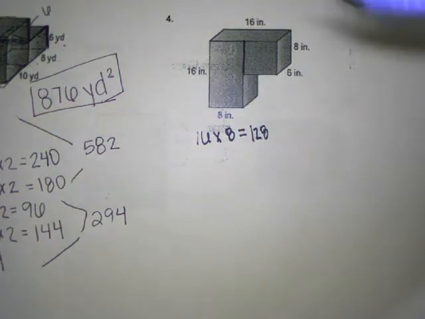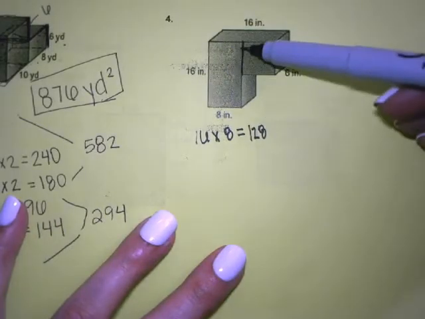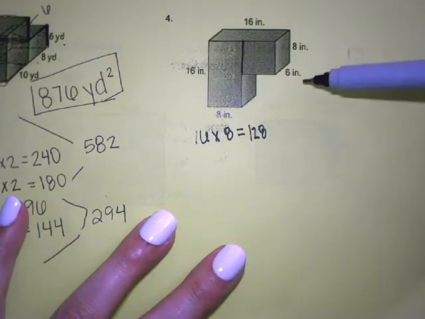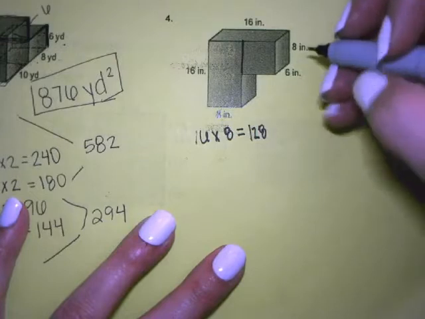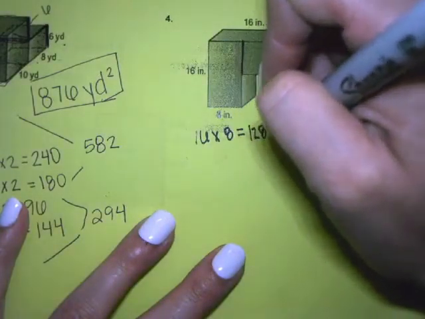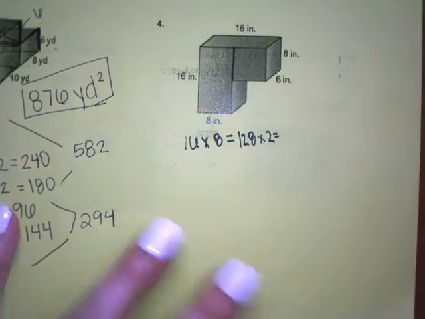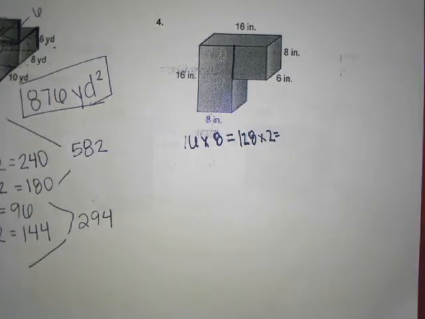Now, question, is this rectangle that I have here the same rectangle that's in the back? Yes, yes it is. So what can I do? Times 2. So what is 128 times 2? 256.